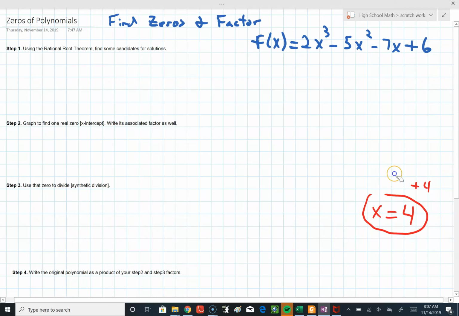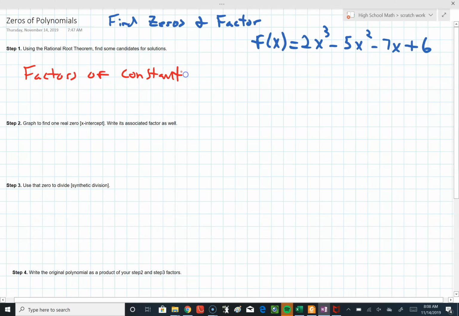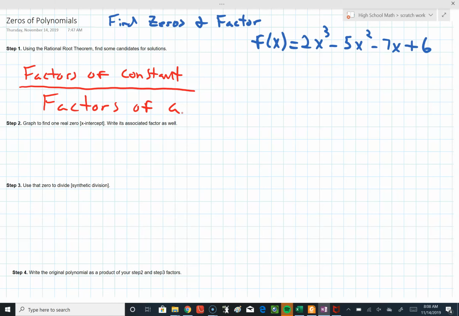Rashad, what's step 1 on our process? So we want to find candidates for the solutions of our original polynomial. Hopefully you remember the rational root theorem says take the factors of the constant, and divide by what? Good. What is a? The coefficient of the highest power. Good. We say the coefficient of the leading term. Well done. In this context, what is the constant? Good. What is a?